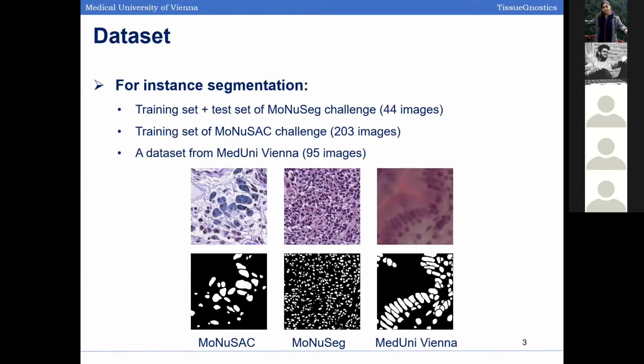In my algorithm development, I utilized datasets for two parts: one for performing instance segmentation and the other for performing classification. For the instance segmentation part, I used mainly three different datasets, as you can see here. I used the training and test set of the former MoNuSAC challenge, and I also used a private dataset from Medical University of Vienna, which had 95 images. This dataset is under preparation, and as soon as it's ready, we are going to publish it. You can see some sample images that I used in the training phase for instance segmentation.